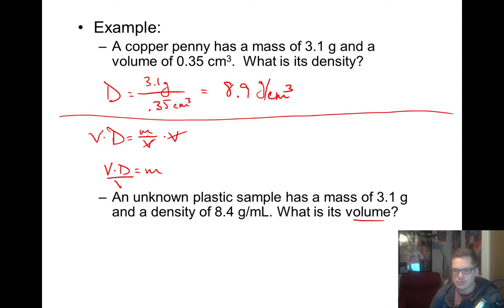So we're going to divide both sides by the density. Now our densities will cancel. So this will become volume is equal to mass over density. So this is rearranging this equation.